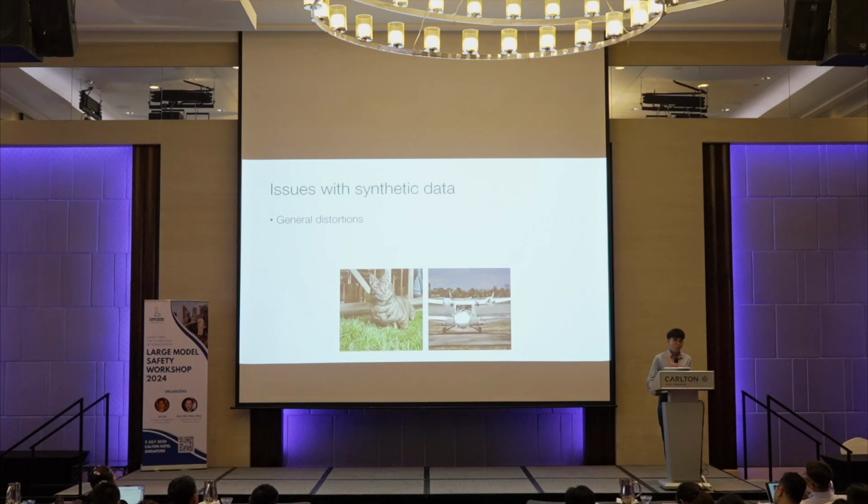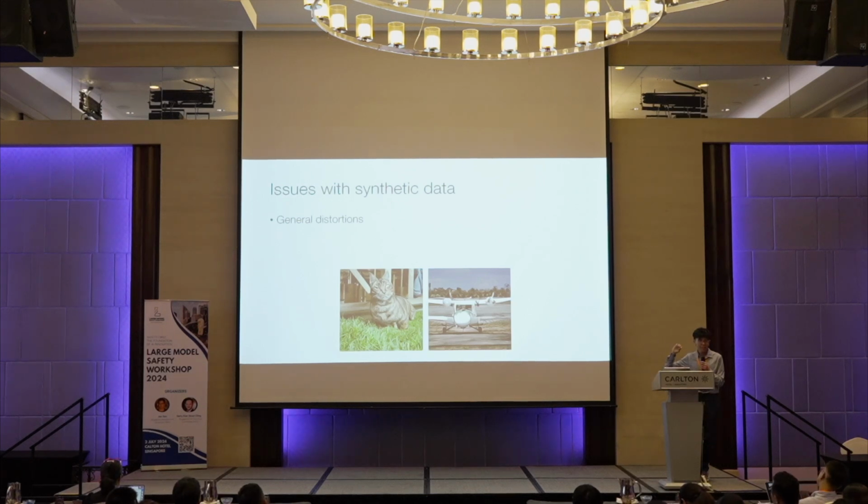And so why is that? What's wrong with the synthetic data? We have some observations in our paper that I won't go through in this presentation, but at a high level, there's a bunch of general distortions in the synthetic data. For example, if you squint, this cat's face is not quite normal. The engines of the propellers of this plane are kind of distorted. So there's distortions like this.